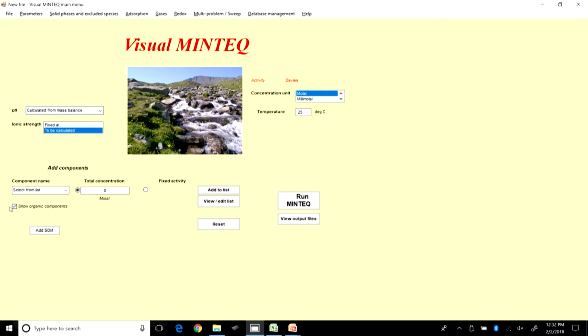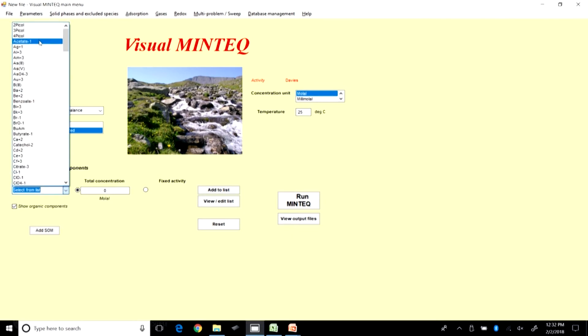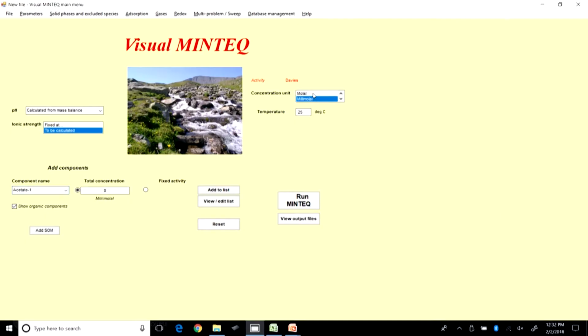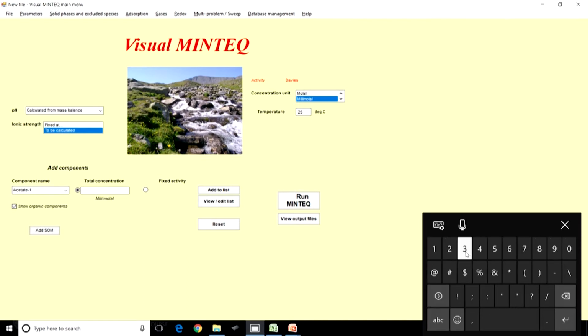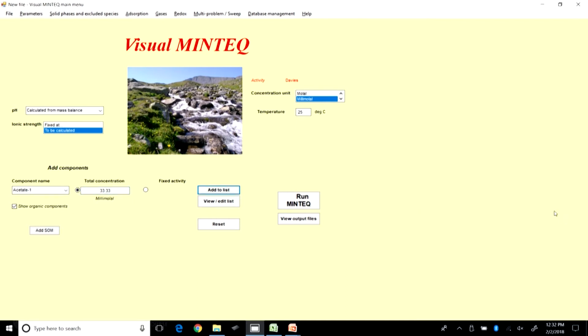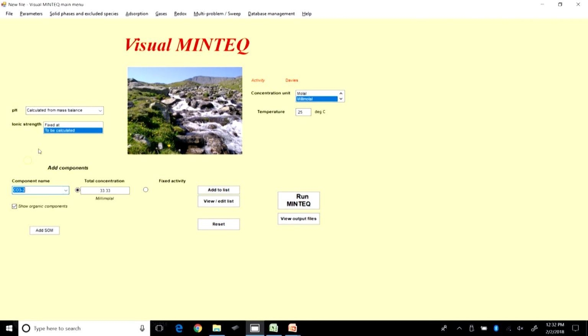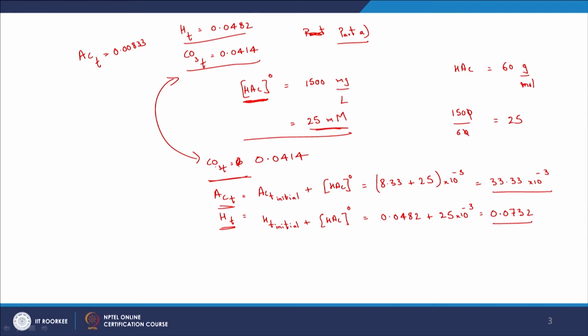I need to show the organic compounds because I am going to have estate total, right? And now I am going to have estate total, and what is that particular value, please? That is equal to 33.33, right, millimolar. And where is this particular case? Right? And then what next? I also have CO3 total. And where is that? And let's look at that particular value. Where is that value, please? CO3 total is 41.4, let's say, right, millimolar. And let's plug that in here.